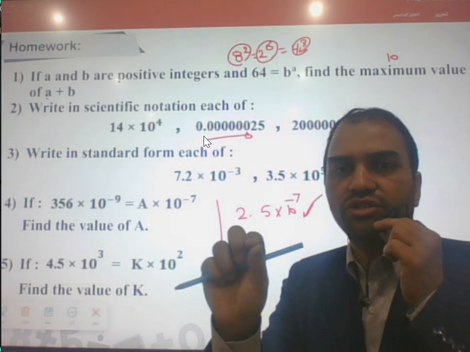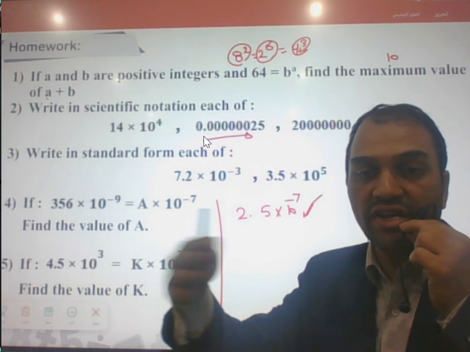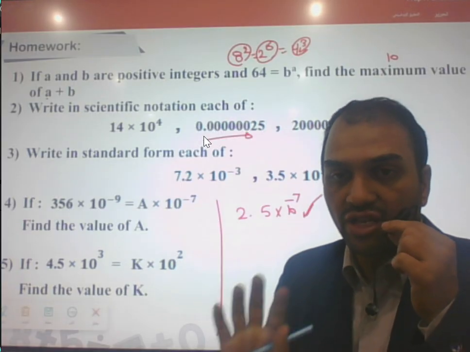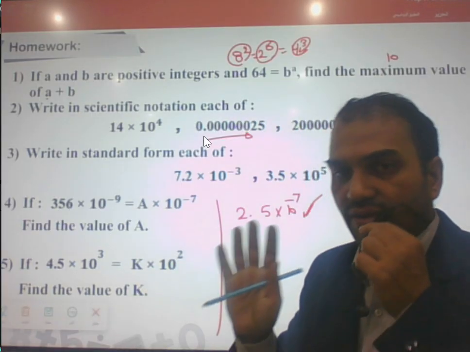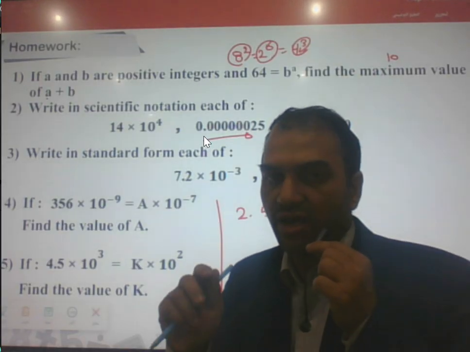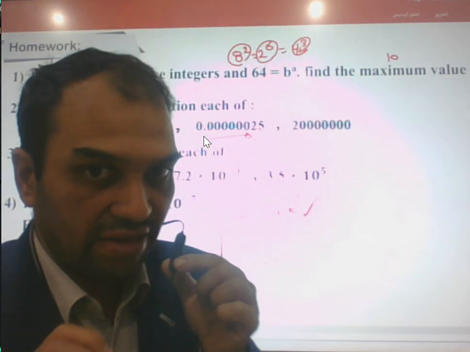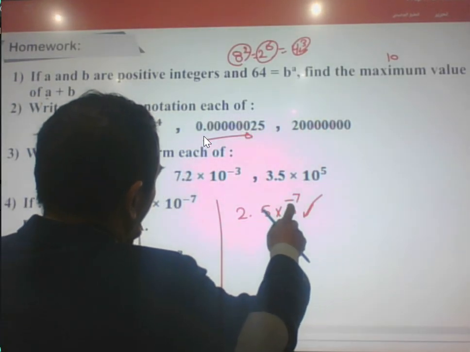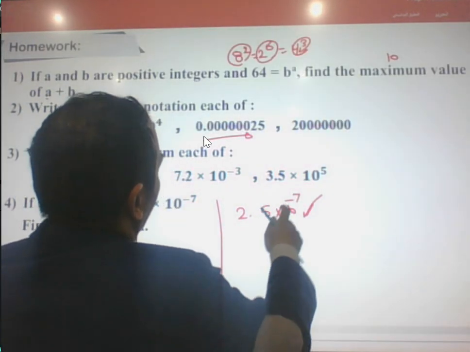Count with me, 1, 2, 3, 4, 5, 6, 7. Move right-hand side by 7 places, then we must write 10 power negative 7. So if you move to the right-hand side, the sign must be negative. Don't forget, okay? Move right-hand side, put the negative sign in the power. Here it will be 10 power negative 7. Then 2.5 times 10 power negative 7.